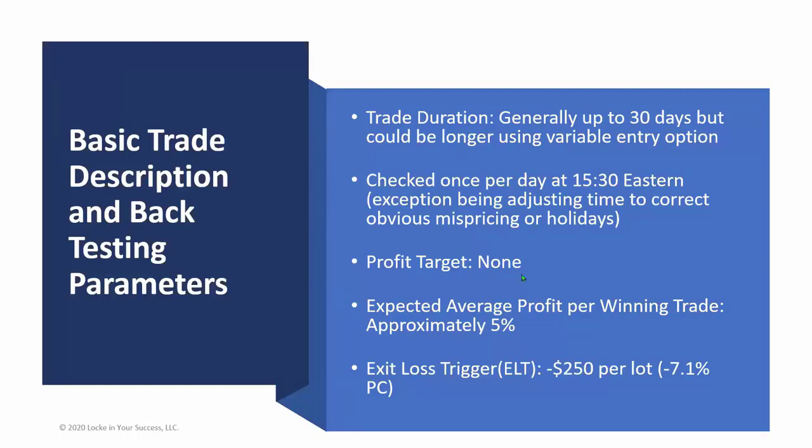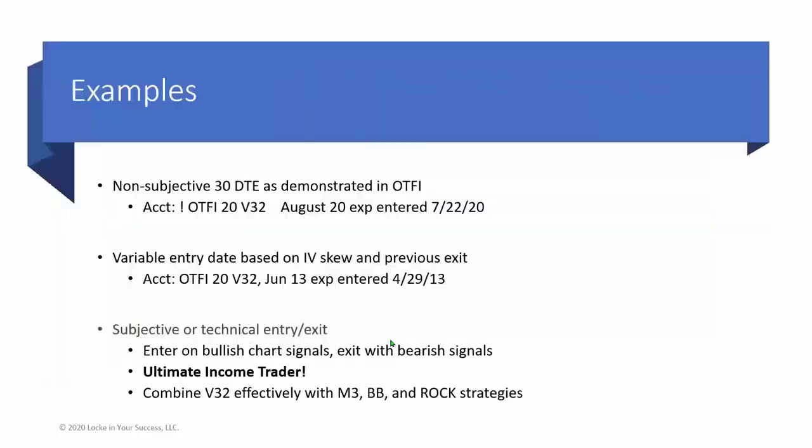This strategy does not have a profit target. Our expected profit per winning trade, when the trade wins, is generally on average about 5%. It does win sometimes as high as 25, 30% on certain monthly cycles. And our exit loss trigger is going to be $250 per lot, which is going to equate out to about 77.1% of planned capital.